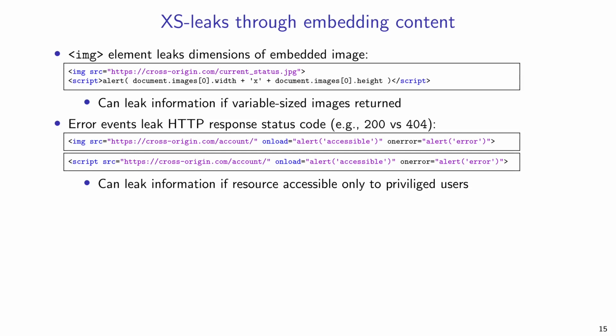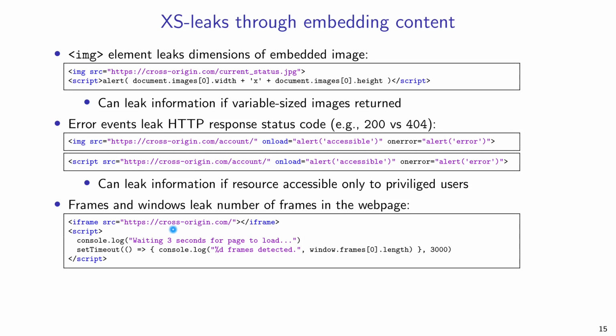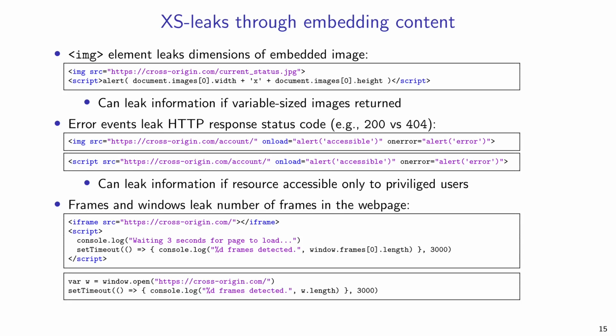Now, another cross-site leak is that frames and windows leak the number of frames in the embedded or opened web page. For example, let's say we embed a cross-origin website in an iframe, then our script waits 3 seconds for the page to load, and then reads the number of frames in the embedded web page. Similarly, we can open a window to a cross-origin website, wait a few seconds, and inspect the number of frames in the web page. This can leak information if the number of frames varies based on user identity or privileges.